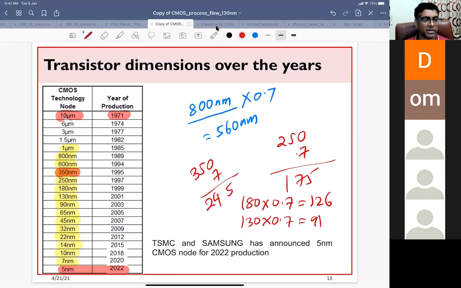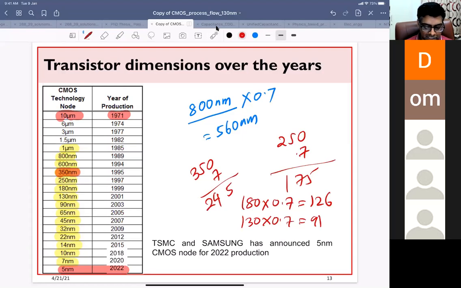There is a lot of debate happening now in the industry. As one of you asked, what do you mean by 90 nanometer? I told you 90 nanometer doesn't mean anything. This is just a name. There is a misconception that when I'm talking about 7 nanometer, that means my minimum dimension, the minimum gate length, is 7 nanometer. That is not true. This is just a name.